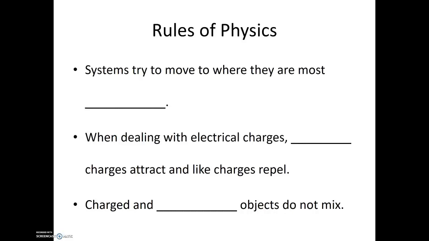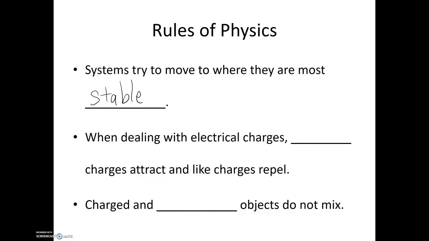As we start talking about atoms and molecules, we're dealing with physical systems. And there are a few concepts within physical systems that are important to understand to figure out how atoms will interact with each other. The first physical concept is that systems try to move to where they are most stable. And so chemical bonds and chemical interactions will occur to result in the most stable system possible.